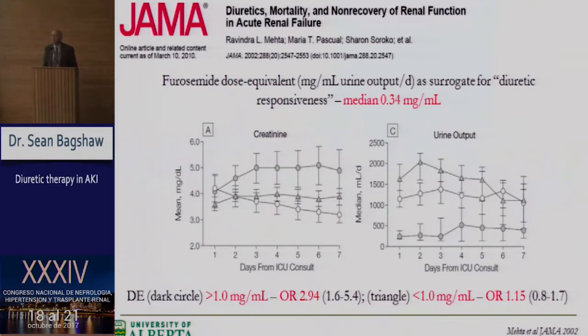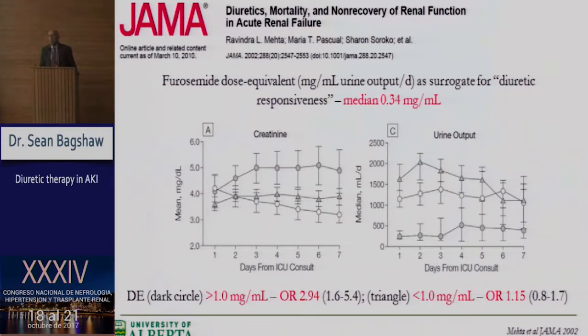But very importantly, if you look at the graph on the right, this is urine output, and you can see the daily urine volume stratified by diuretic responsiveness. If you look at the dark circles, those are patients who are not diuretic responsive. They're receiving high-dose diuretics on a daily basis, yet are not producing any particular urine output, whereas the triangles represent those patients who are diuretic responsive.